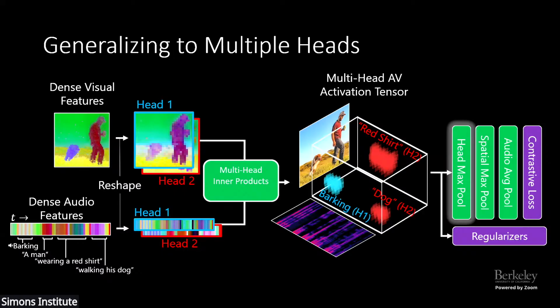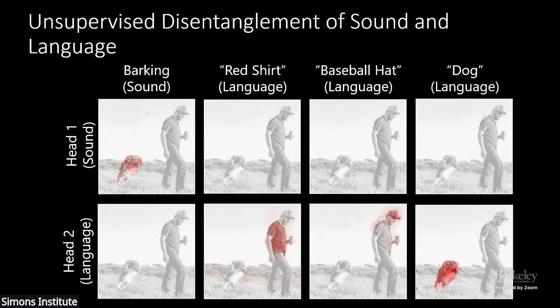And what we find is that with almost no supervised data, just maybe a little bit of regularization so that they don't turn on and off at the same time, these 2 heads just naturally split apart into sound and language. In these particular examples, we're prompting it with language. We're saying things like dog, and the dog glows in the language head that emerges, baseball hat, and the baseball hat glows. But if we play the sound of a barking dog, head number 1 will turn on.